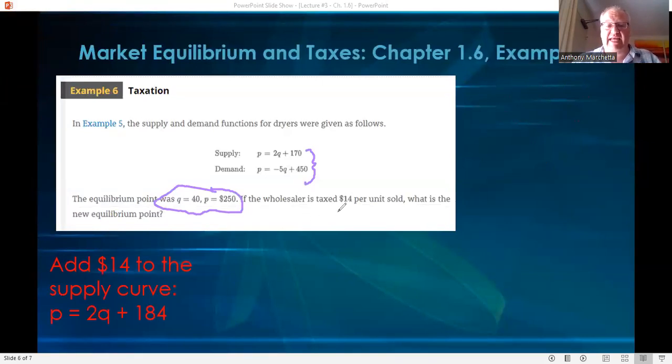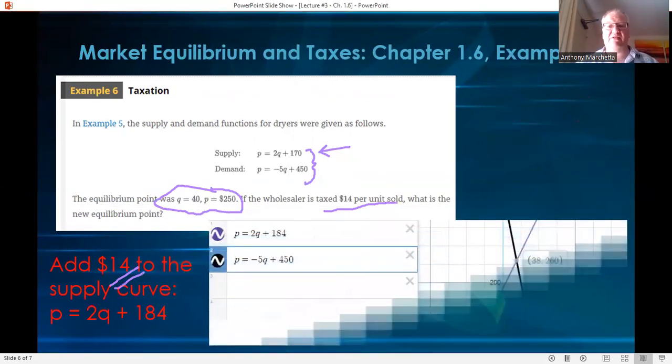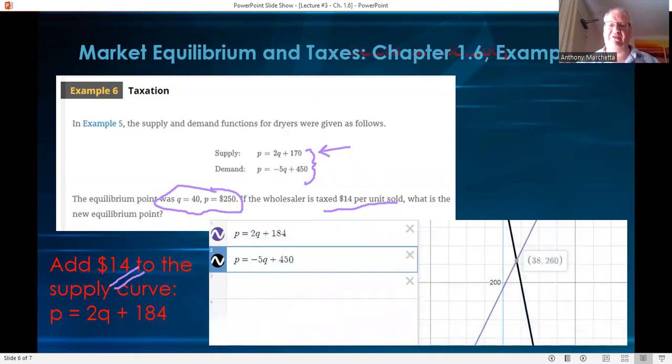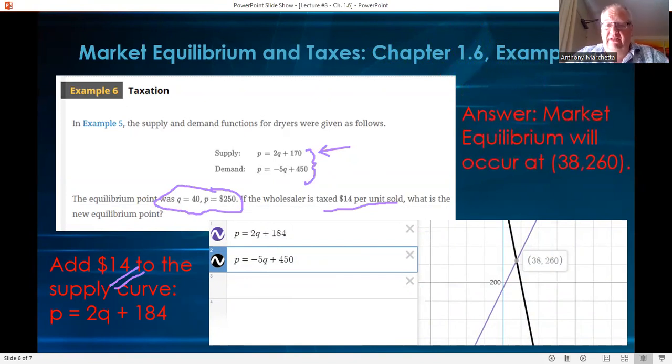But now if the wholesaler taxed this much, then what is the new equilibrium point? It means change the supply curve to add in this 14. And then after you do that, you'll have a new supply curve and just do it all over again. So here's what it looks like when you do it all over again. You would graph the two of those in Desmos. I'm not going to drag you through it. We just did Desmos once before, but put them in that way and zoom around and you'll find your answer. In this particular case, the market equilibrium happens at the moment of 38 items where the price becomes 260. All right.